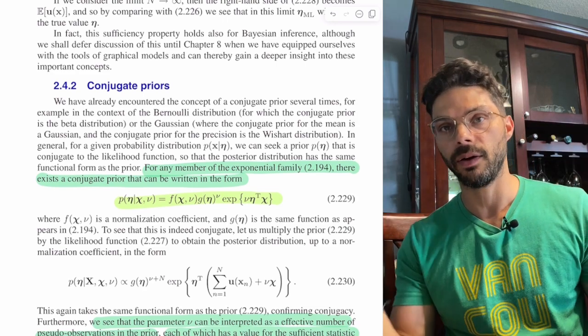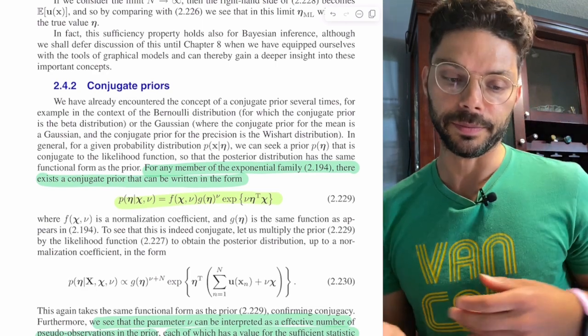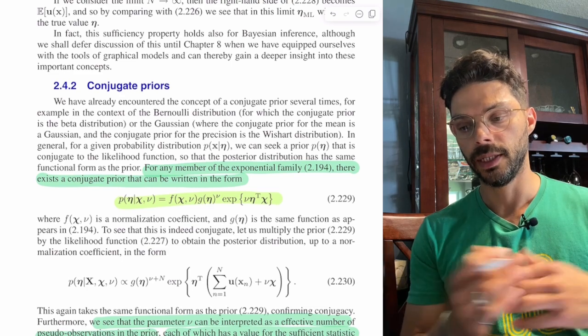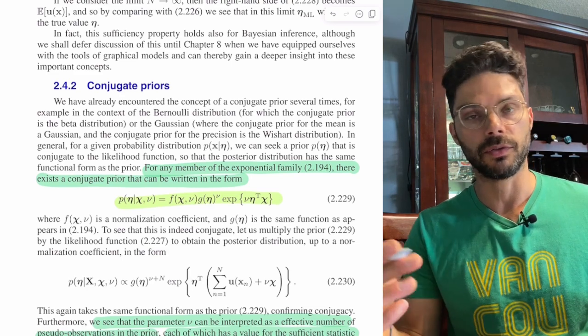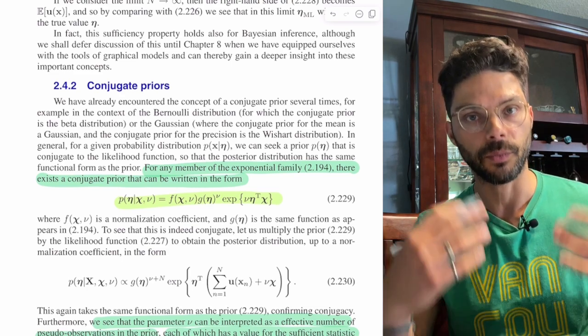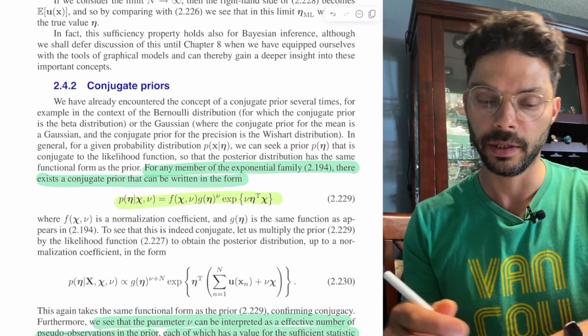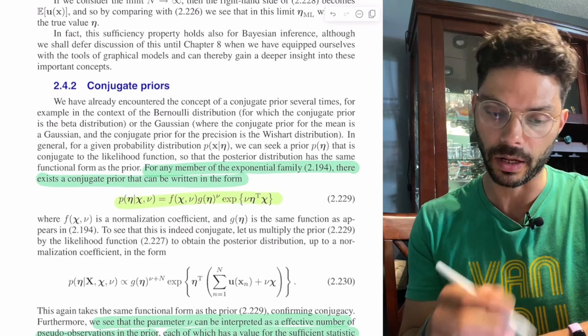So the conjugate prior is a prior that has the same form as the likelihood. That can be useful, as it makes your calculations simpler. It can also be useful for intuitive reasons, making it easier to see what the parameters mean and how they update, etc. We've already talked about this a little bit, so hopefully you remember that from our previous discussions.